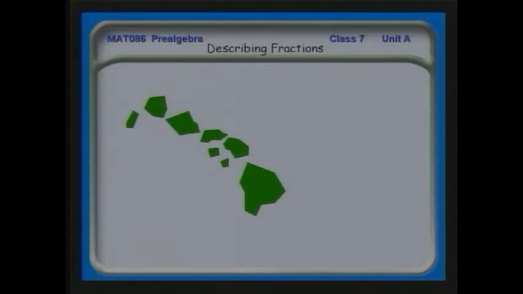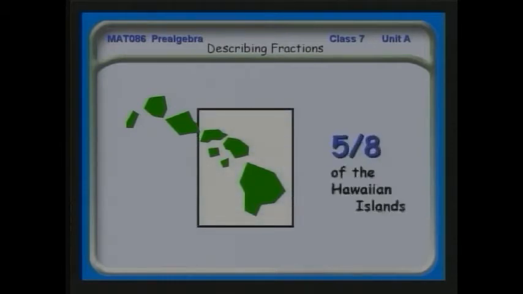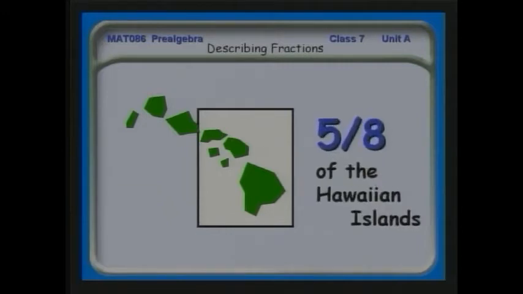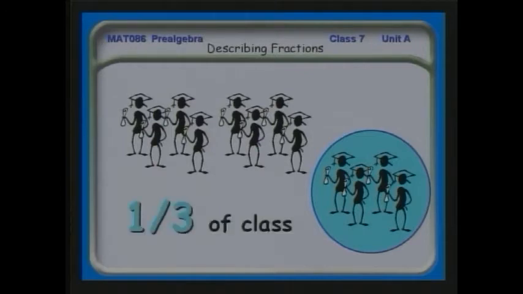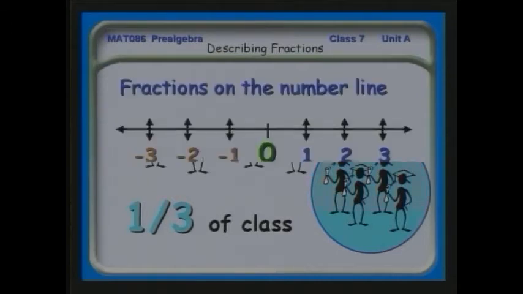How many of you know what that is? Are you good at geography? Those are the Hawaiian Islands. And if I take 5 of them here, I can say that in that box I have 5 of 8 of the Hawaiian Islands, or 5/8. 5 of 8. I'm talking about the notation now. Here I have a group of students divided into 3 groups. If I look at one particular group, the way I can describe that is 1/3 of the class, one group of 3 groups that make the class up.